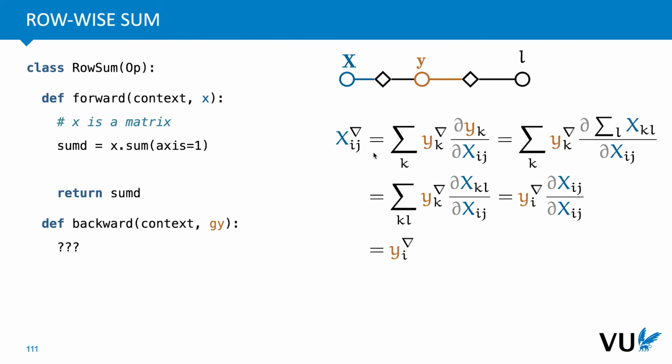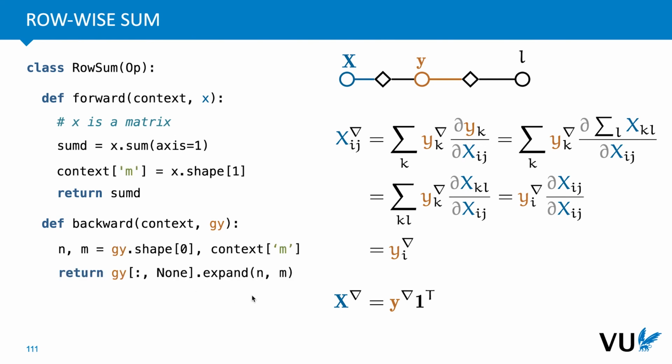So for the ith row of this matrix x nabla, the entire row should consist of the same value, namely this ith element of the gradient for our output. Or in other words, we simply want to take this column vector and copy it along the row dimension until the result is the same size as x. In linear algebra, you can get this result by multiplying by a row vector of 1s. And in our code, you can call a function like expand in PyTorch or repeat in NumPy.